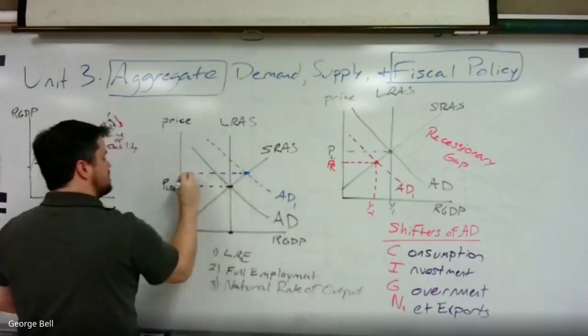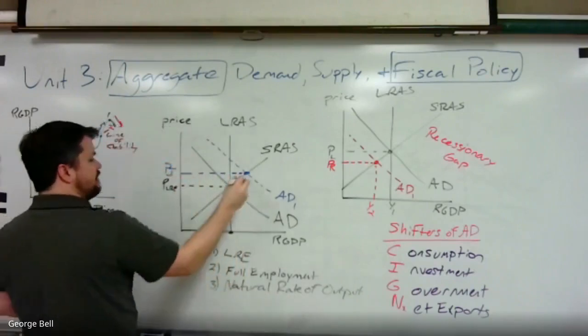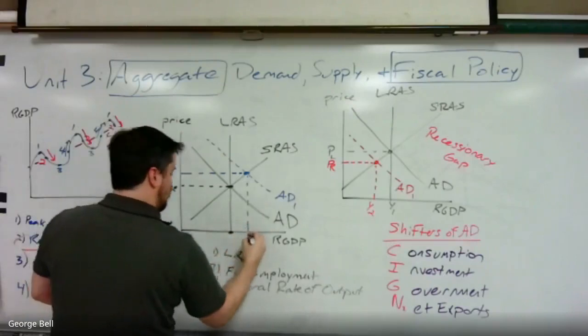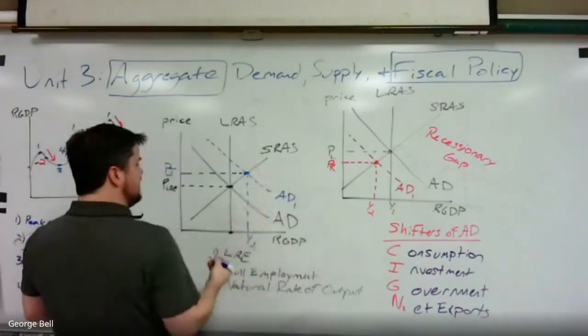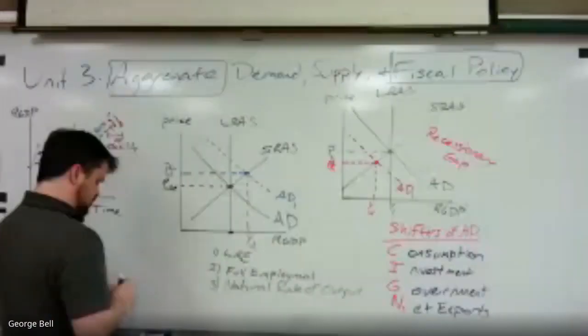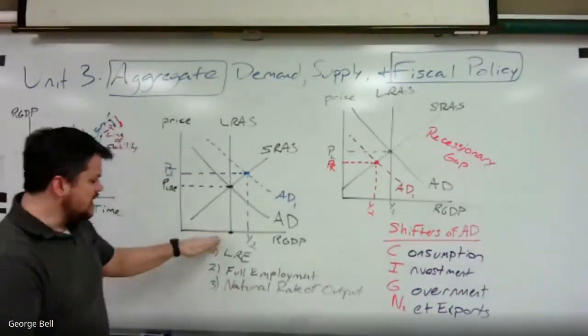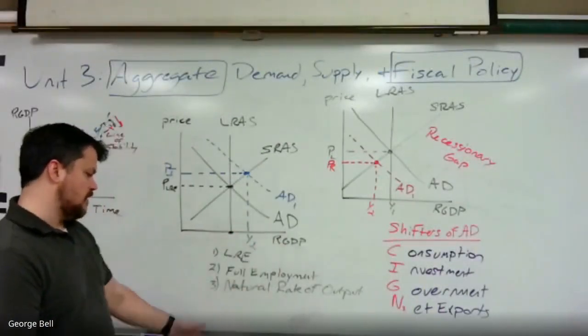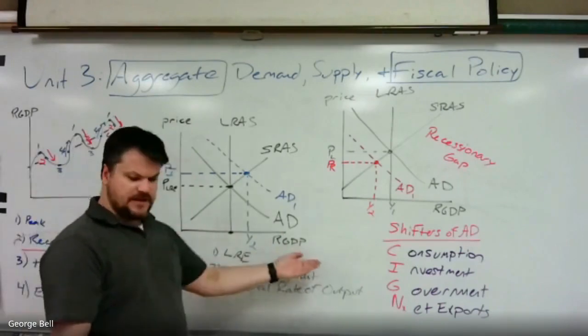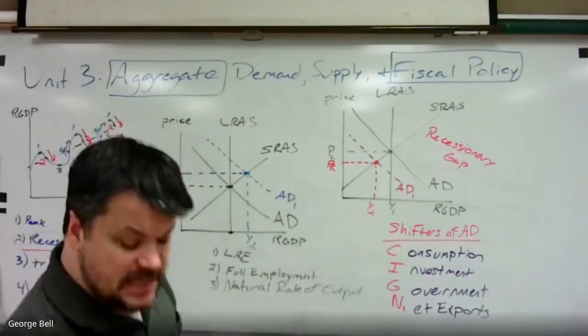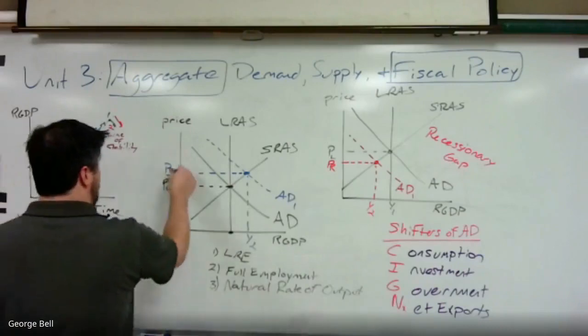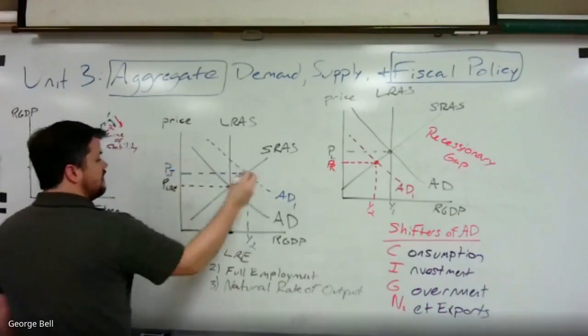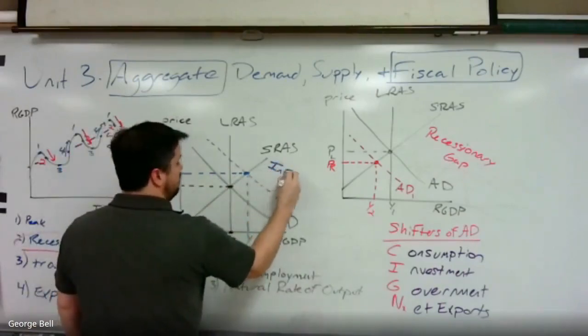And notice in this inflationary situation, I'm going to put PI there. Call this Y2. And notice in this inflationary gap situation that we are now operating above the long-run equilibrium. We're operating above full employment. We're operating above the natural rate of output. That means that price is probably flying up a little bit in the United States, and that's why this is referred to as an inflationary gap.